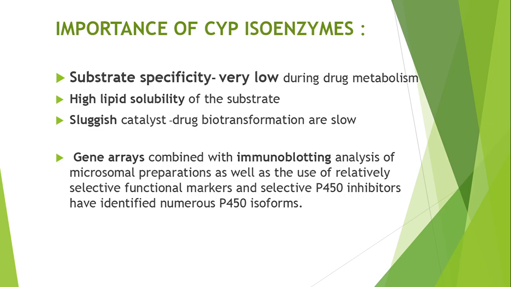Then coming to the importance of CYP cytochrome P450 isoenzymes: substrate specificity is very low during drug metabolism, there is high lipid solubility of the substrate, and they act as sluggish catalysts, so drug biotransformation is slow. Gene arrays combined with immunoblotting analysis of microsomal preparations, as well as the use of relatively selective functional markers and selective P450 inhibitors, have identified numerous P450 isoforms. So these are the importance of CYP isoenzymes.